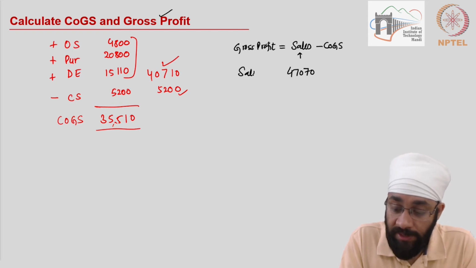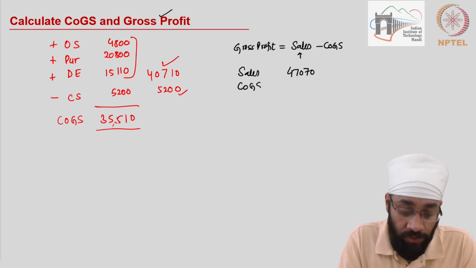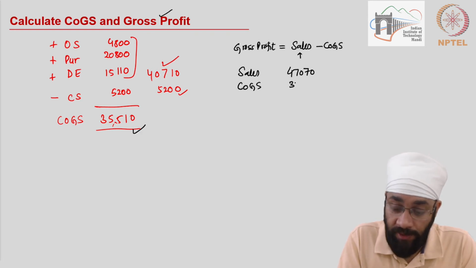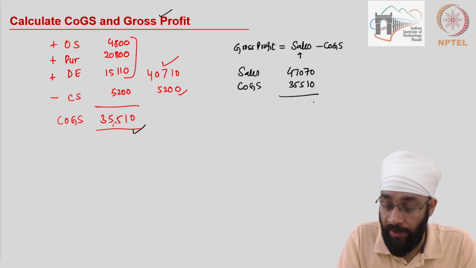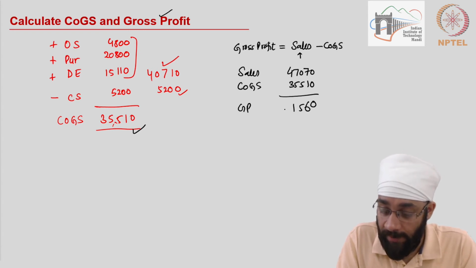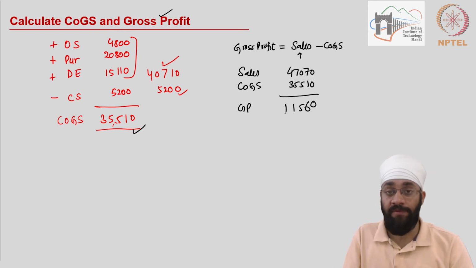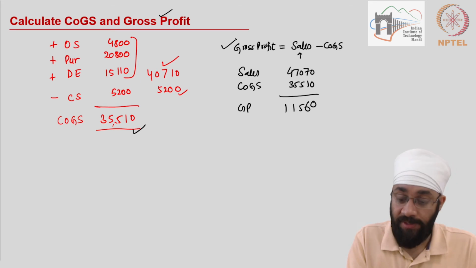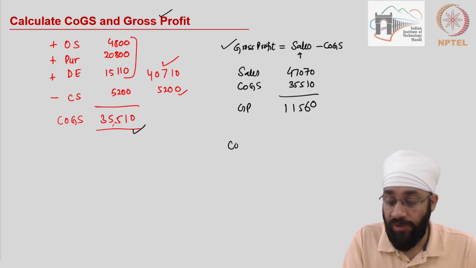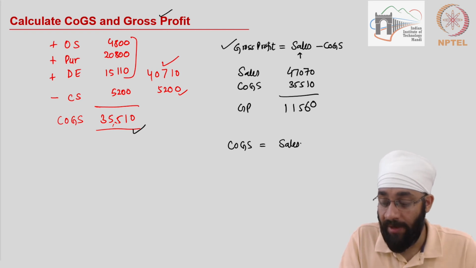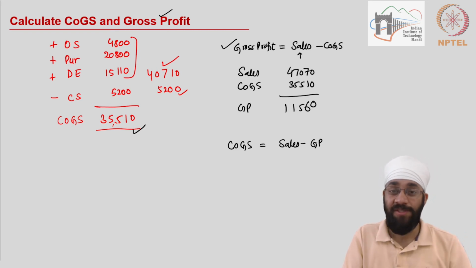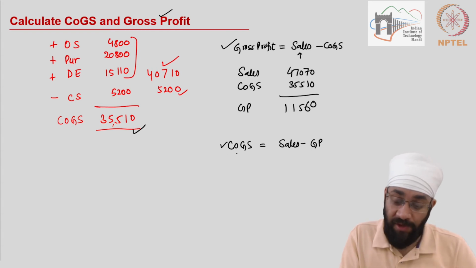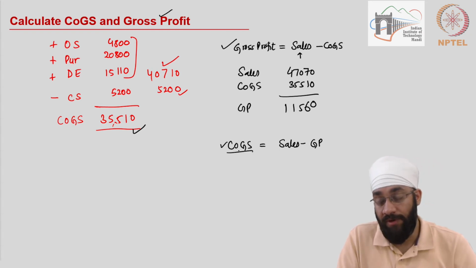47070 is the sales, and cost of goods sold we've just calculated is 35510. Therefore the gross profit comes out to be 11,560. So if this is true, that means the cost of goods sold can also be calculated by deducting gross profit from the sales. So that's another way to figure out the cost of goods sold.